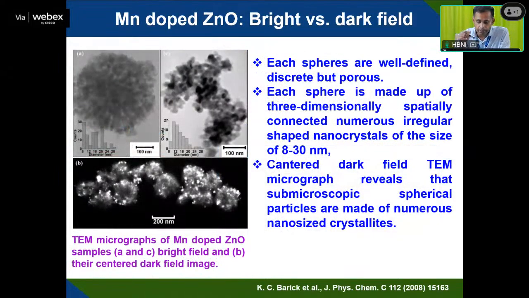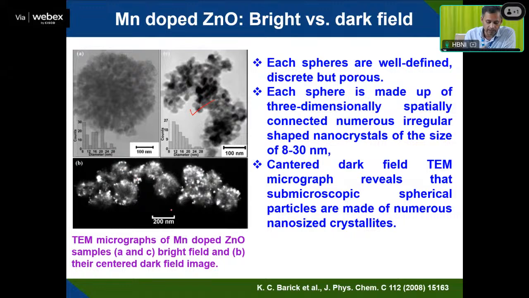This is a zinc oxide sample, for which I told you about bright field and dark field information. You can see this is taken by bright field, and the sample is mostly grayish or dark. This is also a bright field image, but the bottom one is taken as a center dark field image. You can see the white spots, which are mainly the crystalline grain structure, so you are able to see the grains.